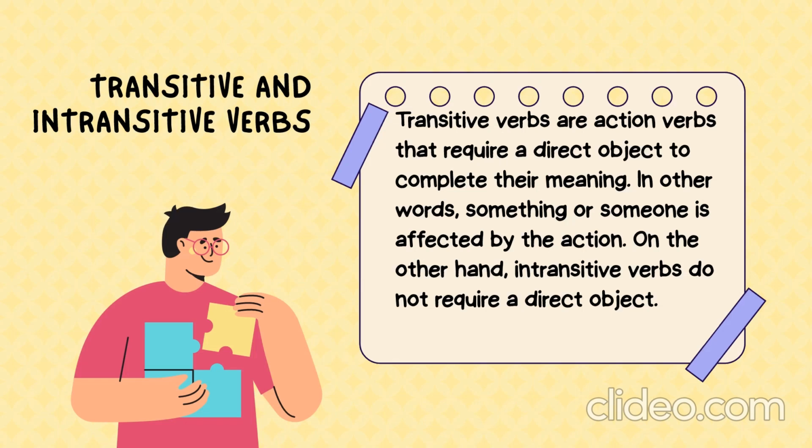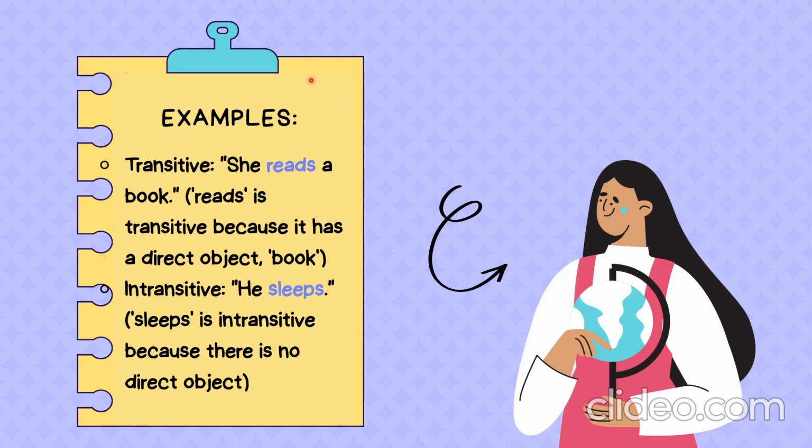Transitive verbs are action verbs that require a direct object to receive the action. The direct object answers the question what or who after the verb. Without a direct object, the sentence would be incomplete or lack necessary information. Examples. Transitive: She reads a book. Reads is transitive because it has a direct object, book. Example for intransitive: He sleeps. Sleeps is intransitive because there is no direct object.